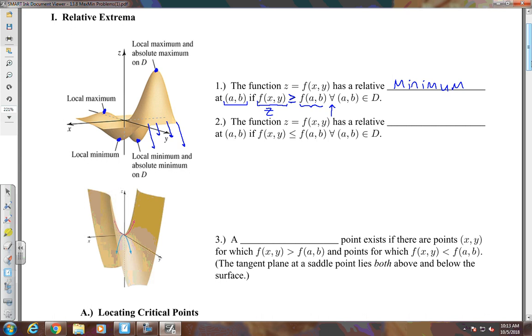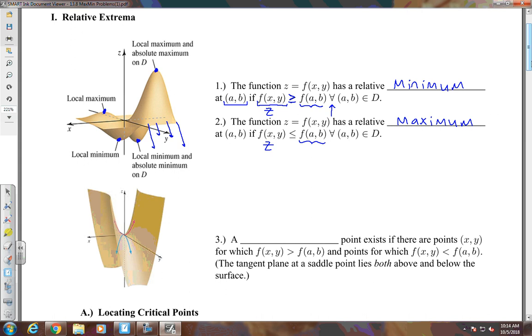Let's look at a parallel definition. Number two, the function z equals f of x and y has a relative maximum at domain point (a, b) if the general function value, the general elevation z, is less than or equal to the specific z value at this point, f of (a, b). Notice we're evaluating the function at (a, b), so that's one specific point, for all ordered pairs (a, b) in the domain D.